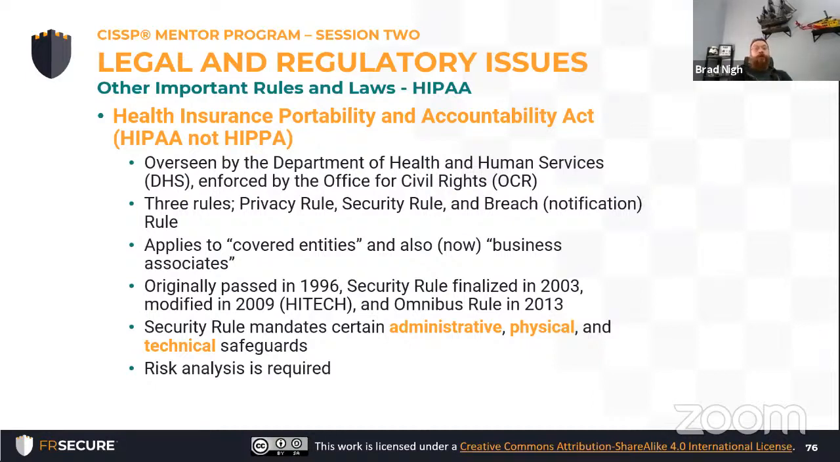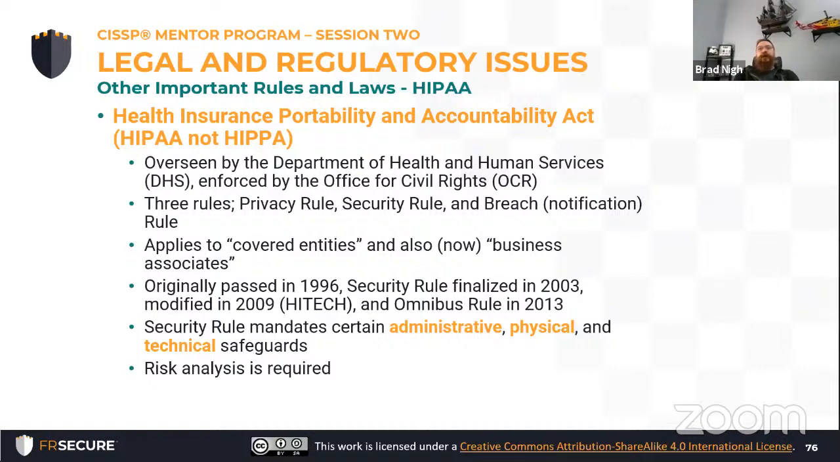So you'll need to know these dates. They will test you on this. This is very testable. It was passed in 96. They're going to ask when was it passed, or when was the security rule finalized? Right? They might say what rule was finalized in 2003, or what came out in 2009. Well, that was HITECH. It was modified because technology had changed. And then the Omnibus Rule in 2013. You will need to know what was passed on each date or when it was finalized.